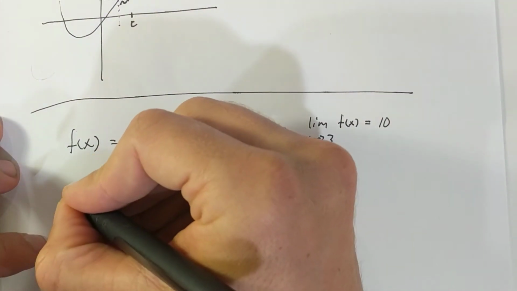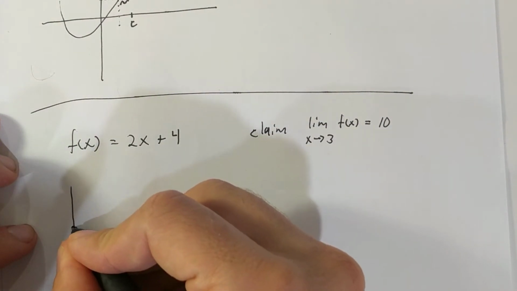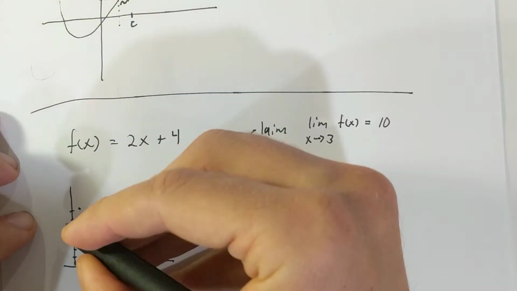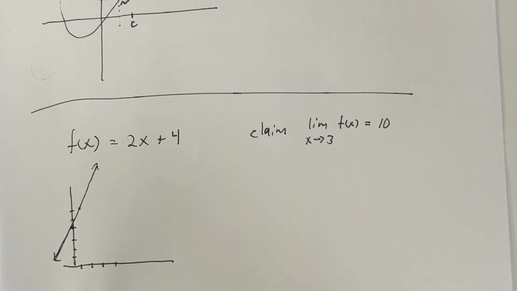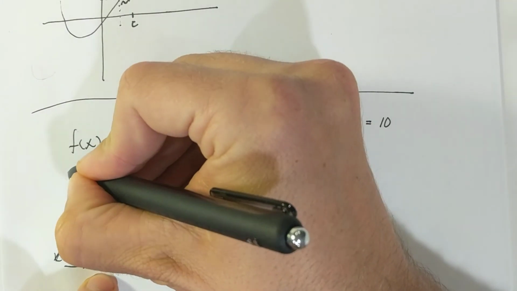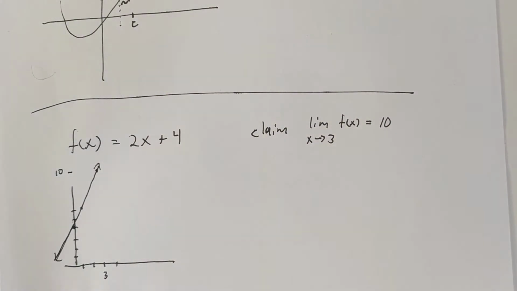So if I were to graph this, 1, 2, 3, 4, 1, 2, 3, 4. We have this function, right? So as I approach 3, here's 3, and here's 10. Okay, so is it true that no matter what epsilon you give me, I can give you a delta in which, as long as the difference between x and c is less than that delta, I have to be less than whatever epsilon you give me.